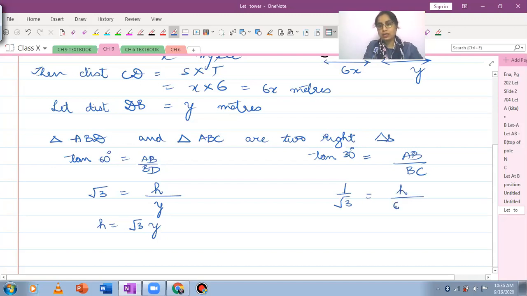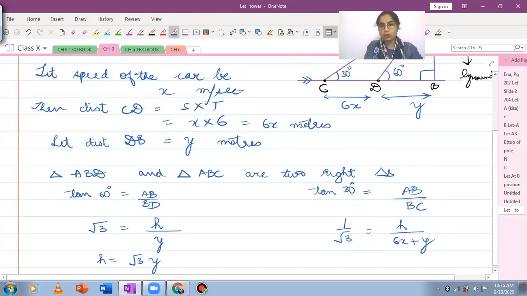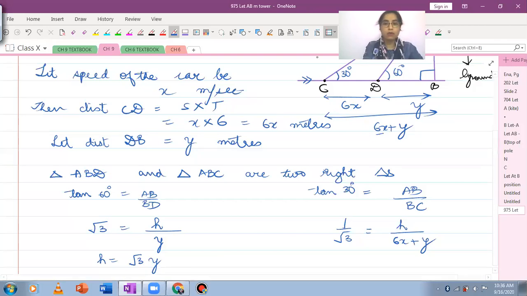BC is now 6x plus Y. The base of the triangle, if you want to observe, you can just mark it here. This will be 6x plus Y. Please ensure both of these must be distances. 6x is the distance covered by the car from C to D, and y is the distance covered by the car from point D to point B.